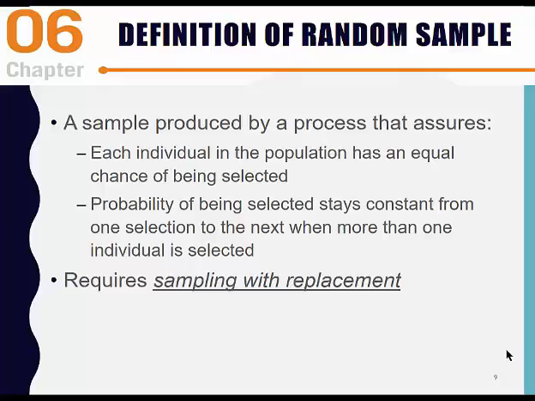So basically, when I get my first student who had a chance of 1 in 45 to be selected, I would have to throw him back into the classroom. I say, sit back down, and now I take my next random sample, and it's 1 in 45 again. So in theory, the same person could be selected. That's what sampling with replacement means.